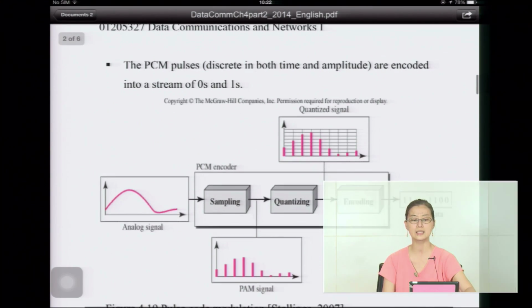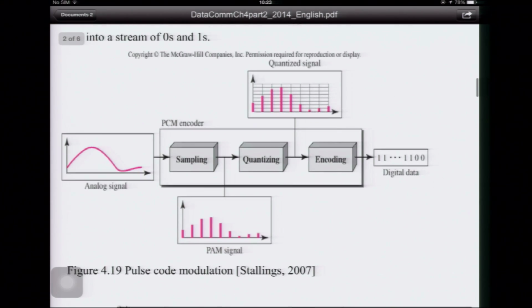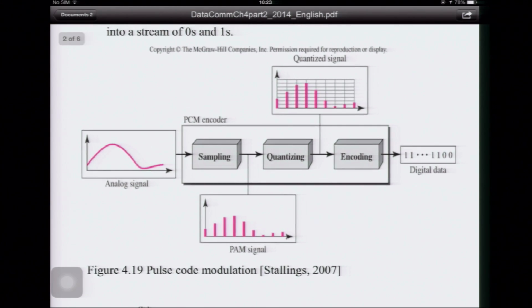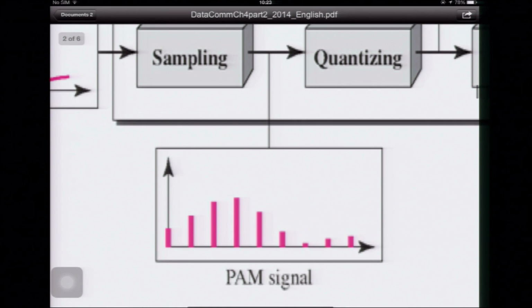So let's look at this. But the PCM that you want is discrete in both time and amplitude, and encoded into a stream of 0 and 1. Let's look at the system in this picture. You have the analog signal coming in, then the PCM encoder samples the analog signal, so you get something like this. After the sampling, we call this the PAM signal, pulse amplitude modulation. This is still continuous in value because you're just sampling, you just get the value at discrete times.